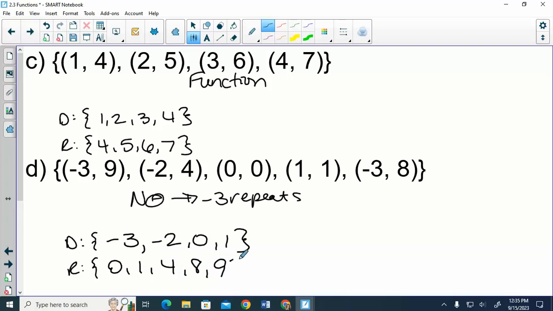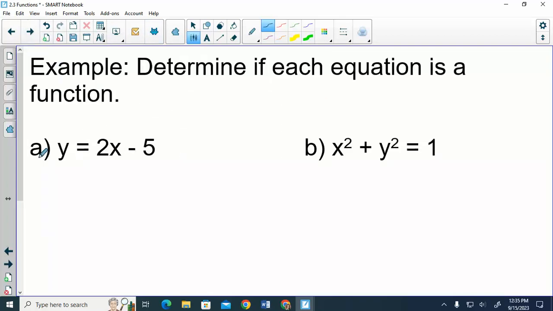Perfect. All right, so in any of those representations, table, mapping, list of ordered pairs, it's pretty easy to decide domain and range if something's a function or not. Let's look at another option. What if I give you equations? It's not as clear cut to decide if it's a function or not. How could we? Or do you have any ideas?